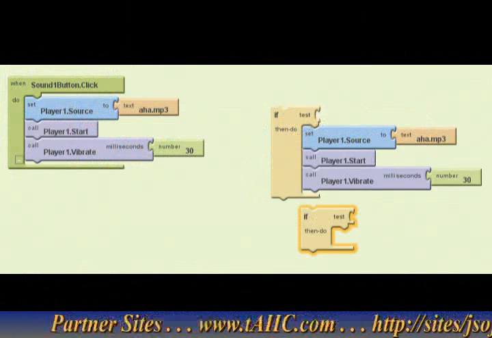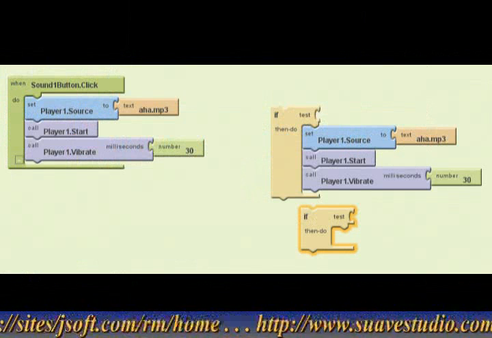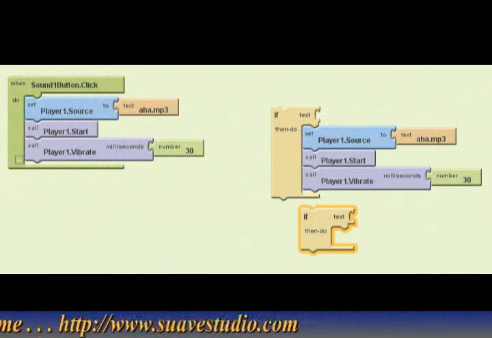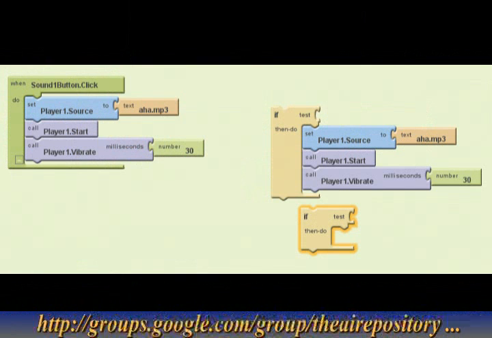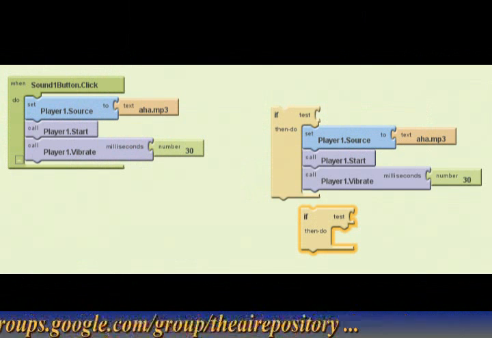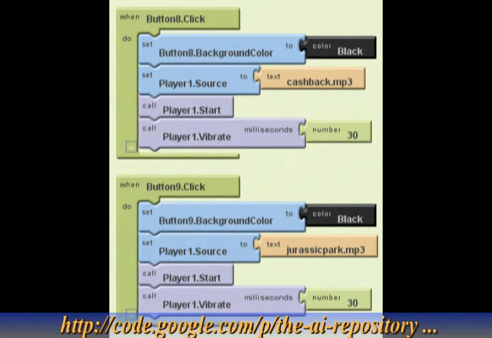Step 8 of this how-to is creating the button click events. Drag the code under one of the if block then do statements up to your first button click, and that should complete the code for that first button click. Repeat that process for the second through the 10th button clicks, and remember to change the text of the player1.source to the name of the MP3 that you want to play.